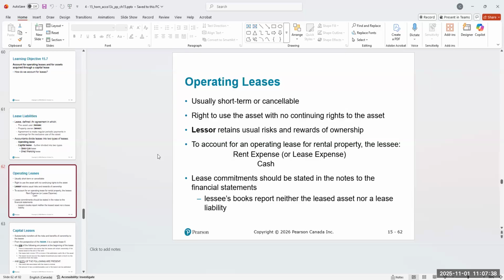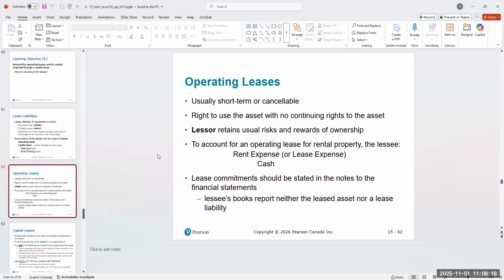The definition of the operating lease is: if the lease is not capital, it is operating. What's interesting with the operating lease is that it is short term, also called cancelable. The lessee, the one who's using the asset, has the rights to use the asset with no continuing rights onto the asset, only for a period of time. The lessor basically retains the risks and rewards of ownership of the asset.